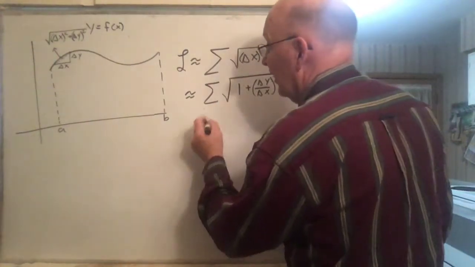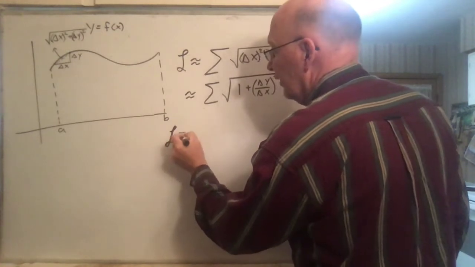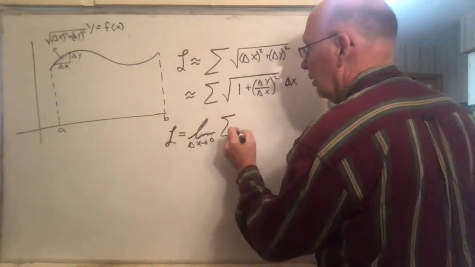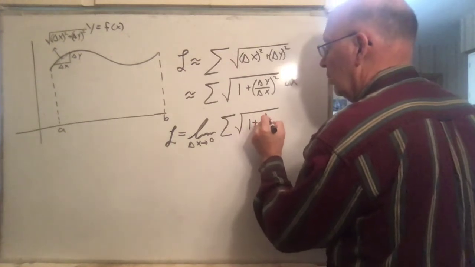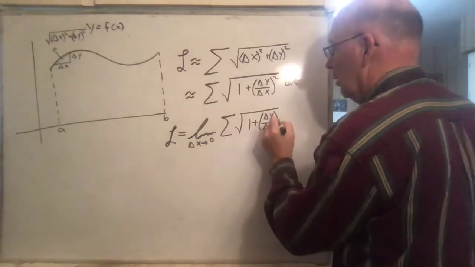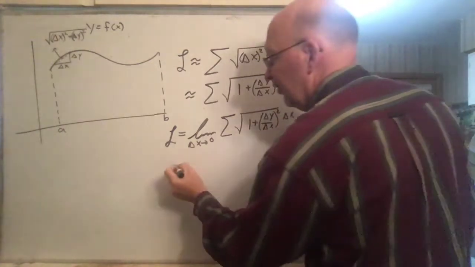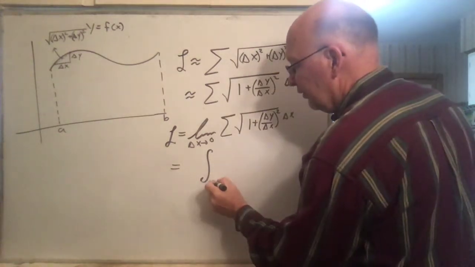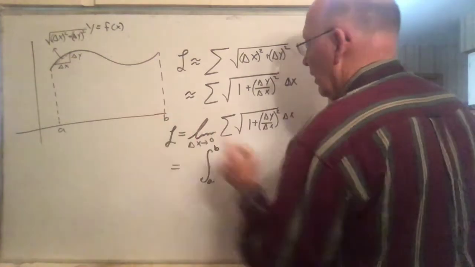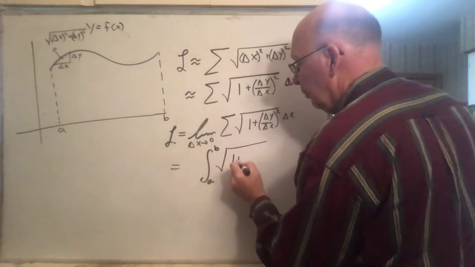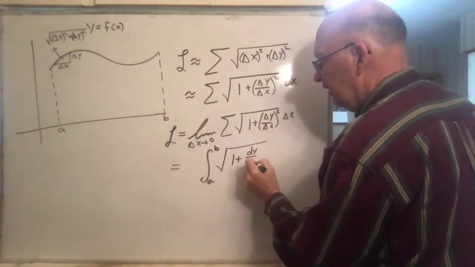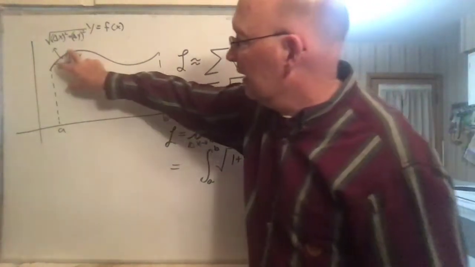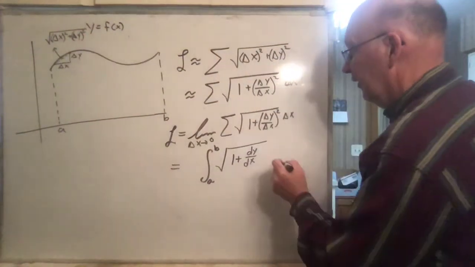So now I'm going to go ahead and say, since this is true, the actual length is equal to the limit of this thing as this delta x goes to 0. And as it goes to 0, the same thing happens that has happened in the past. We replace the summation sign with an integral sign, integral from a to b. And this is going to become 1 plus dy over dx, because in the limit it becomes the derivative. Instead of the difference quotient, it's going to be the derivative at a point. And then this is times dx.